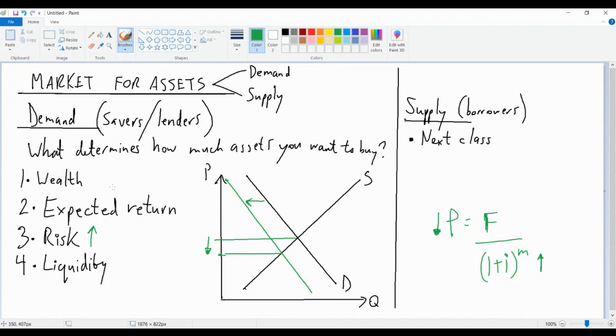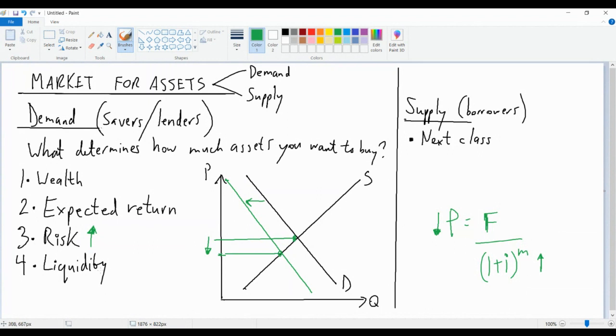So risk is a bad thing. When an asset gets worse in any dimension, its price must go down. That's just simple demand-supply intuition, which is the same thing as saying, remember this came up last class too, that the interest rate has gone up.